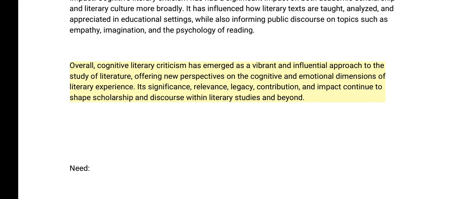Overall, cognitive literary criticism has emerged as a vibrant and influential approach to the study of literature, offering new perspectives on the cognitive and emotional dimensions of literary experience. Its significance, relevance, legacy, contribution, and impact continue to shape scholarship and discourse within literary studies and beyond.